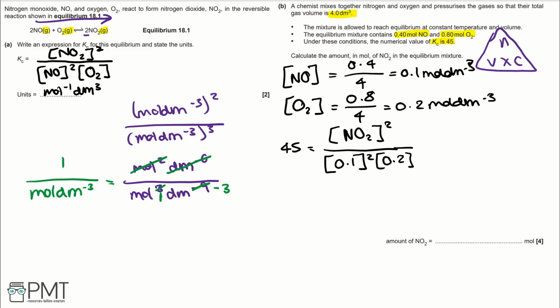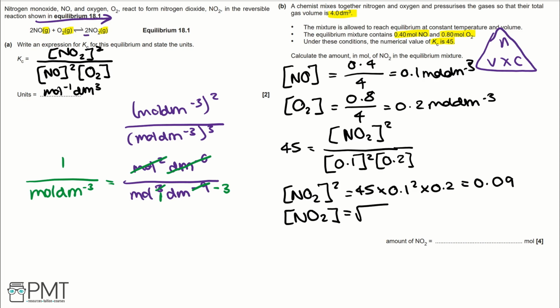Next, we need to rearrange to find nitrogen dioxide squared, that would be 45 times 0.1 squared times 0.2, which gives us 0.09. Then, to find out the concentration of nitrogen dioxide, we need to square root 0.09, which gives us 0.3 moles per decimeter cubed. Finally, the question is asking us for the amount in moles of nitrogen dioxide.